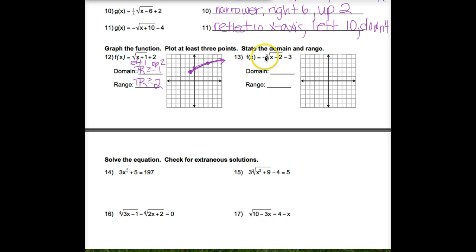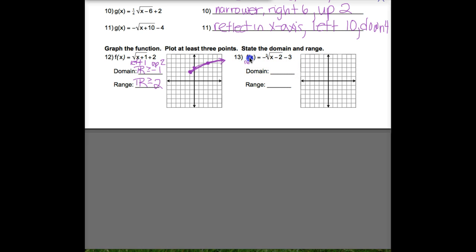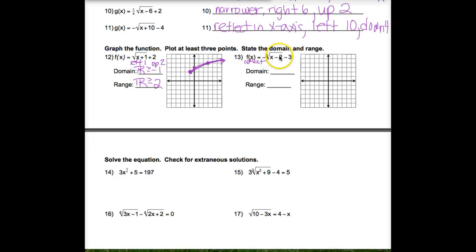On 13, this negative means I'm going to reflect it, and then this -2 means right 2. This -3 means down 3. So I'm going to go right 2, down 3 to get my starting point. This is a cube root graph. So this one has the 2 branches. Because it's negative, that means my first branch, I'm going to go down 1, right 1.